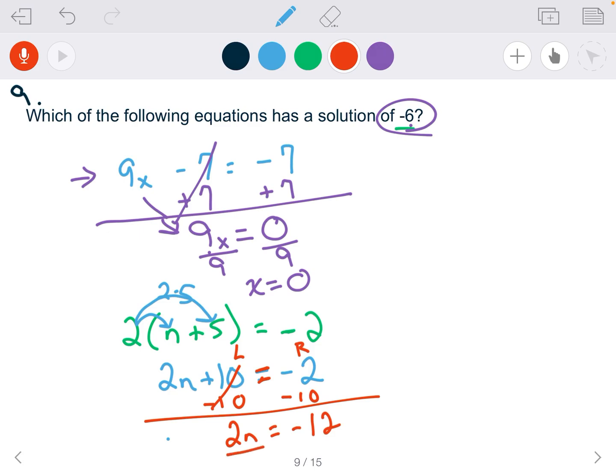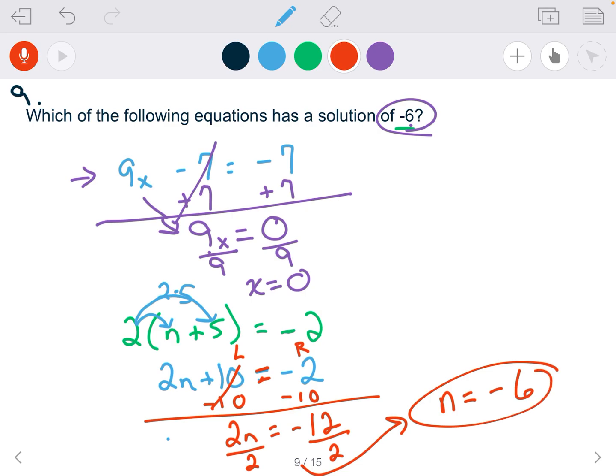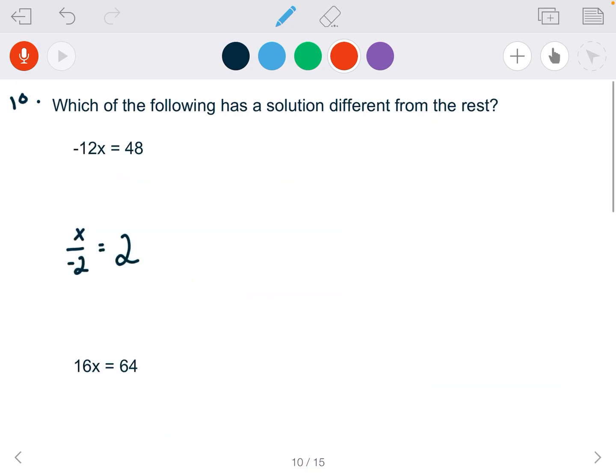Then I divide, because to undo 2 times n, I divide by 2 on both sides. And this gives me n equals -6. So I would bubble in that one. One more, and then I'll take another break. We're going to do this in pieces.